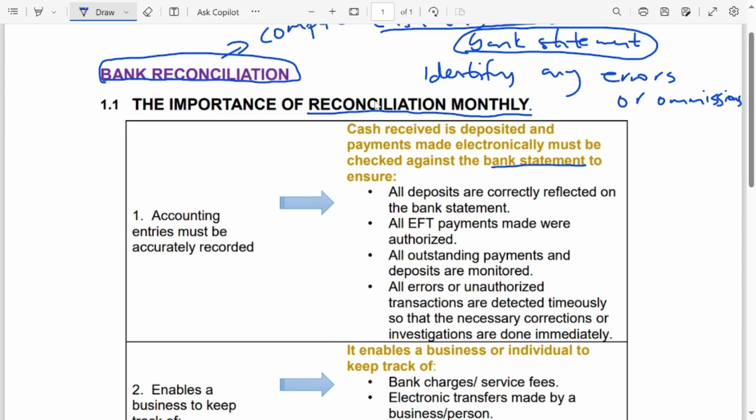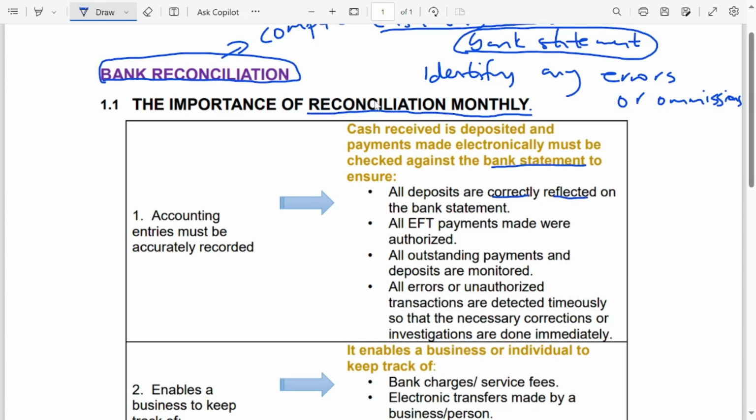Like I said above, we are comparing the cash transactions with the bank statement. So even the payment, if the business made a payment, then that payment is going to be recorded in the CPG. Once the bank statement comes, the business needs to check if that payment is appearing there in the bank statement. If it is not appearing, the business needs to identify what happened. Was there an error or what? So we need to ensure that all deposits are correctly reflected on the bank statement.